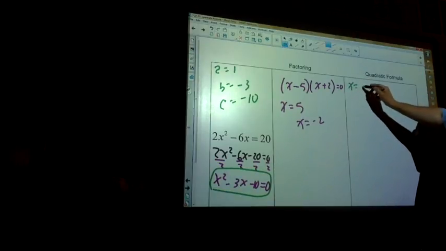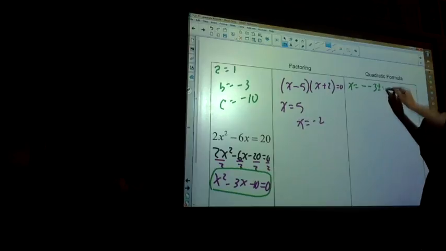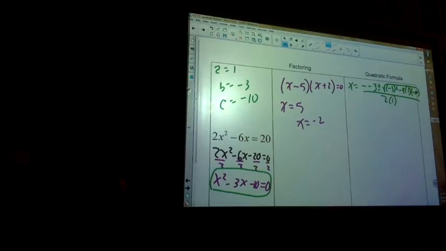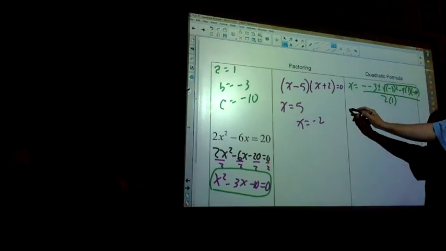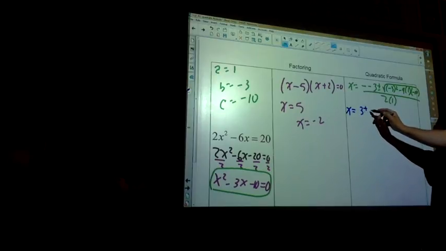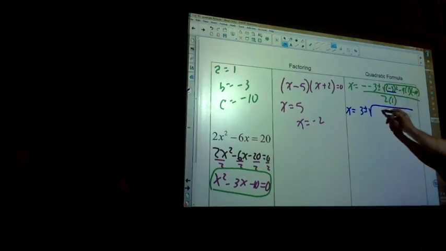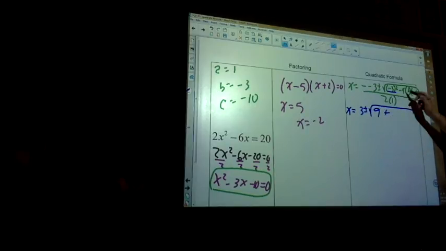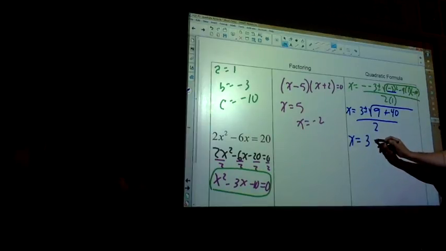So x is equal to negative b plus or minus the square root of b squared minus 4ac, all over 2a. All right, clean it up. Negative negative is positive. Negative 3 quantity squared is 9. Plus negative 4 times 1 is negative 4. Negative 4 times negative 10 is positive 40. All over 2 times 1. What's 9 plus 40? 49. What's special about 49? Perfect square, isn't it?